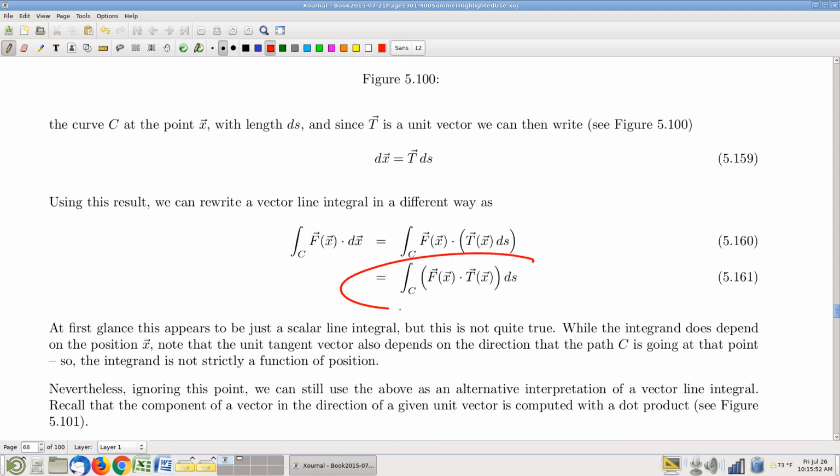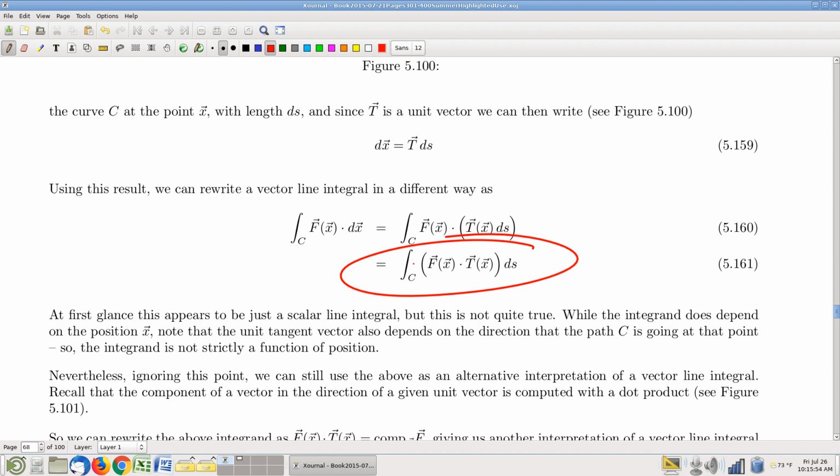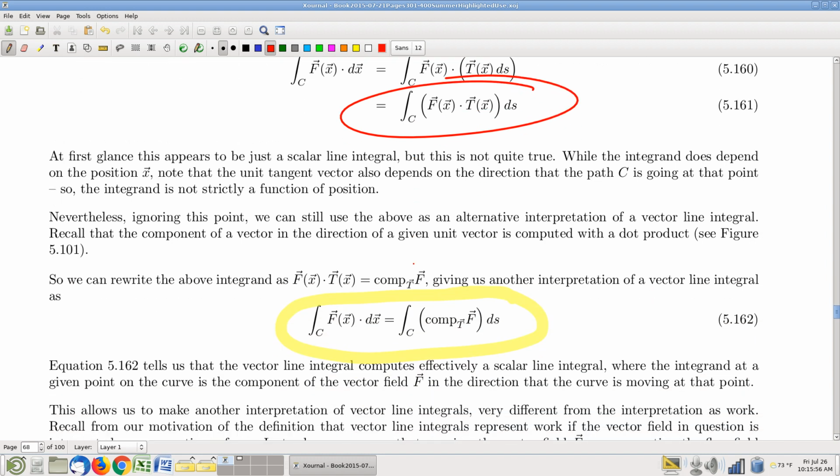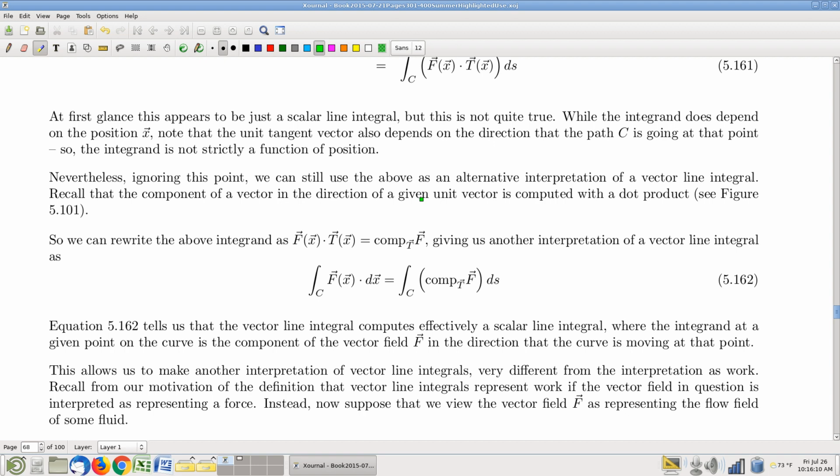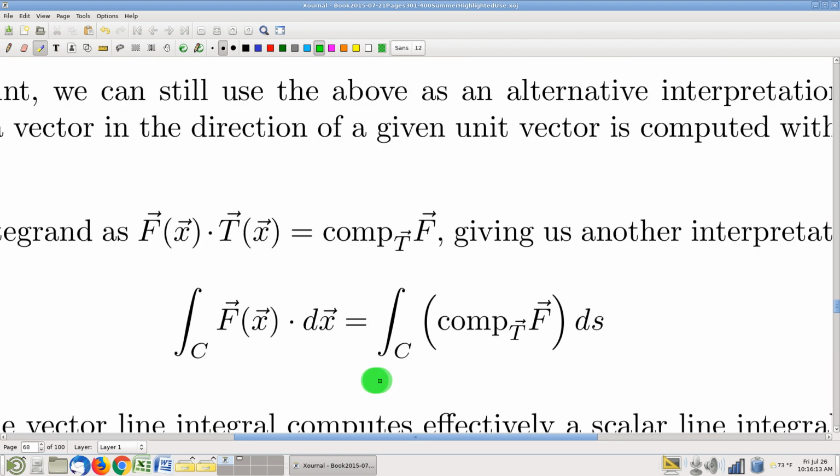Anyway, having gotten down to this expression, can we find some use for this? And yeah, we can. Keep in mind, dot product with a unit vector is a component, and don't forget, T is a unit tangent vector. Let's look at this formula then. At any given point on this curve, we're going to look at how much the vector field has a component in the T direction.